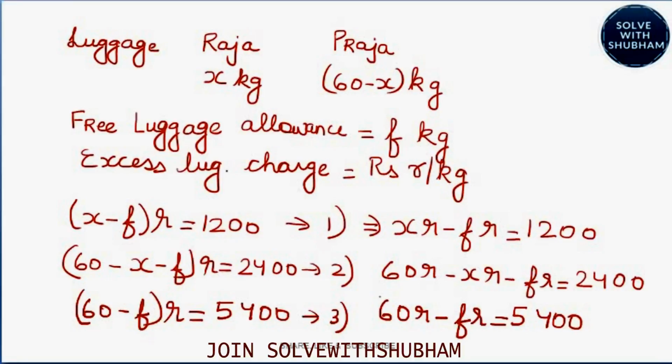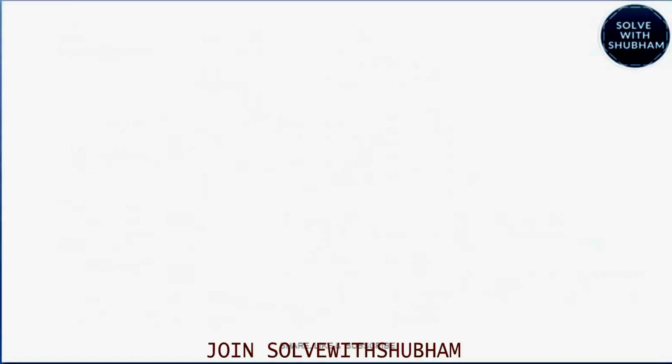Let us look at the second equation. This is our second equation. 60R minus XR minus FR is equal to 2400. And the third equation, 60R minus FR is 5400. So, can we use equation 2 and equation 3? It is about how do we solve it.